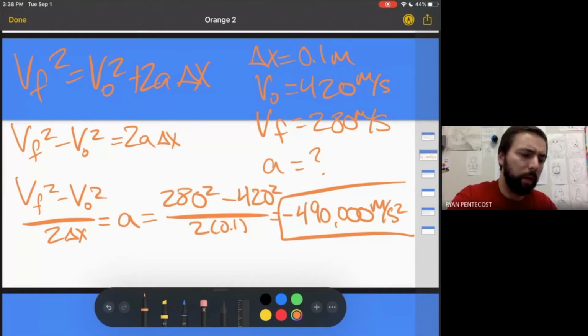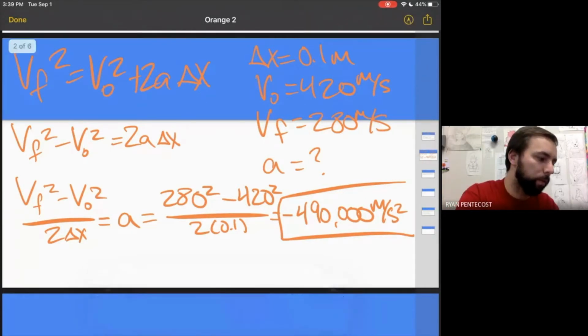And should it be that large? Well, it lost, what is that, 140 meters per second while traveling 10 centimeters. So that's a very large acceleration to lose a lot of velocity in a very little distance traveled. So yes, that is an acceptable and understandable acceleration for that problem. Right.